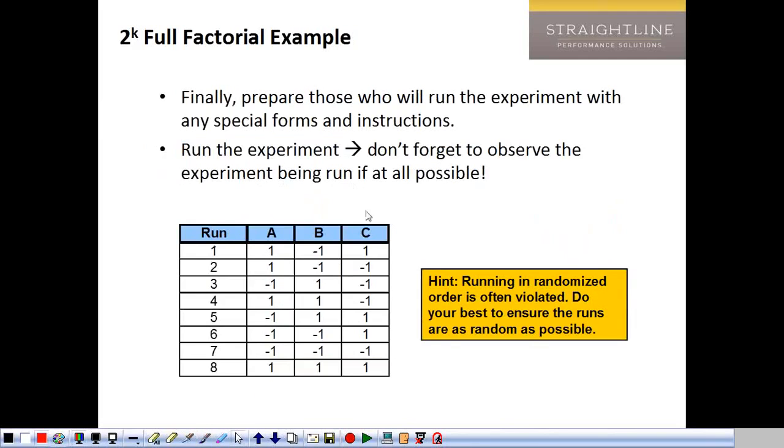And then we'll go ahead and prepare people who are going to run the experiment, and then in special forms of instruction, and then we'll run the experiment and get our response. Okay, now just a note here, running the randomized test, if you're going to let people do it, that's something that's often violated, so you might want to watch that.